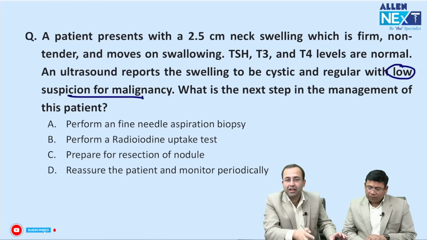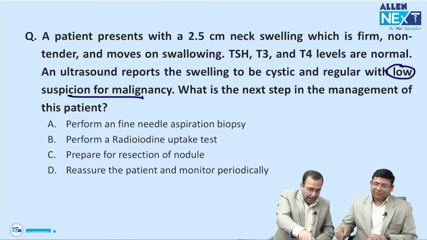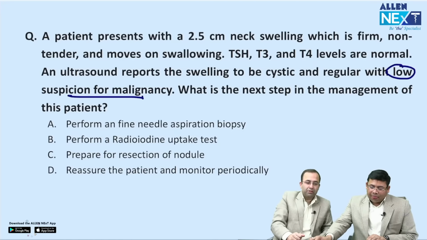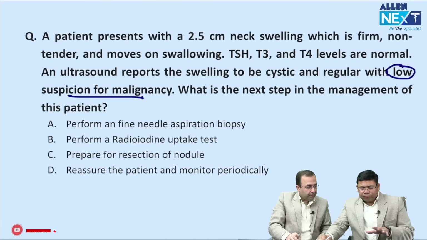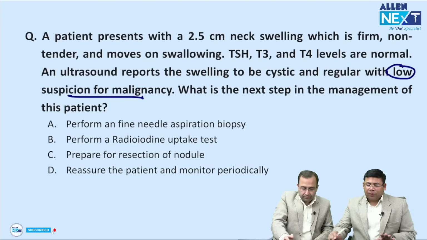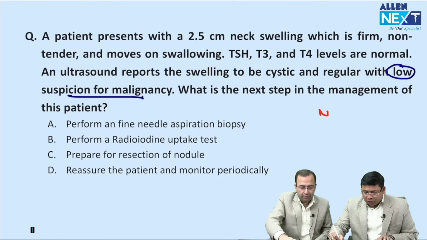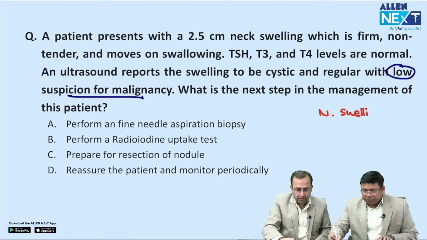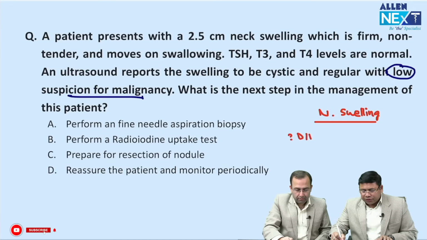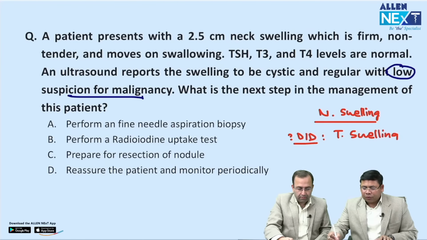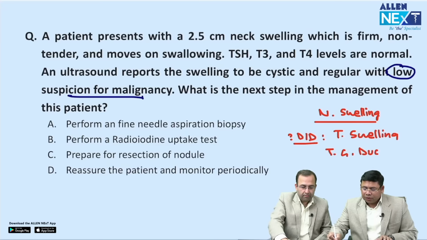Now, before I come on to the Bethesda classification of thyroid, which is again important for our upcoming INI exam, I'll hand it over to the sir for low suspicion of malignancy. Let me tell you something from the beginning. Suppose a patient came to me with a neck swelling. So whenever we talk about neck swelling and there is a suspicion of thyroid, we always keep the differential diagnosis of thyroid swelling as well as a thyroglossal duct cyst. So there are a lot of things that you need to understand in that.